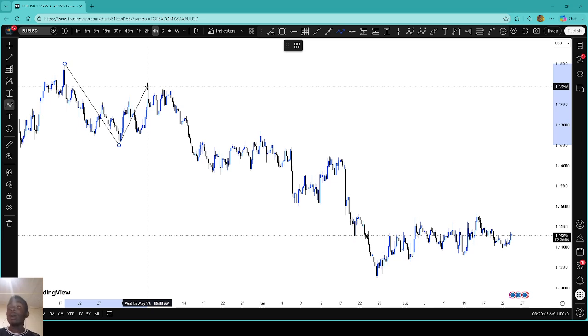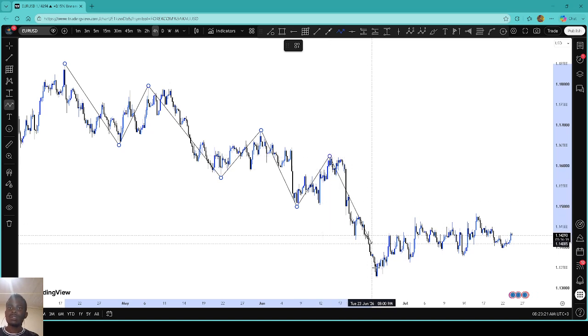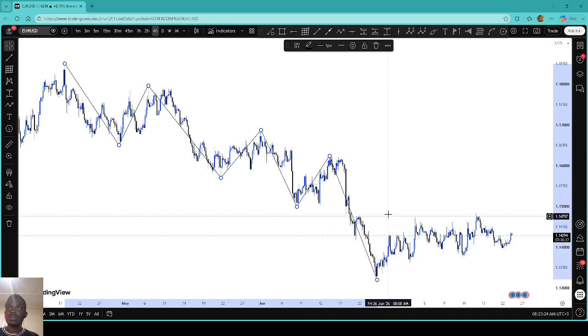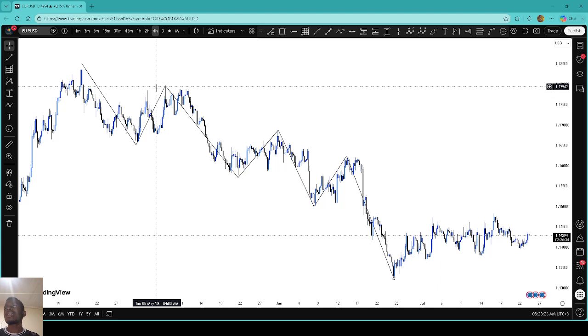Now, not a high, a lower high. Then after creating the lower high, it creates a lower low, creating another lower high. Then another lower low, and another lower high, and so on. Now, this is a clear move.